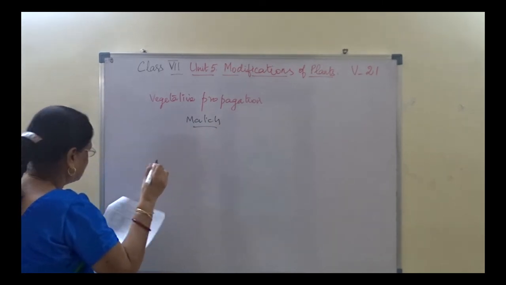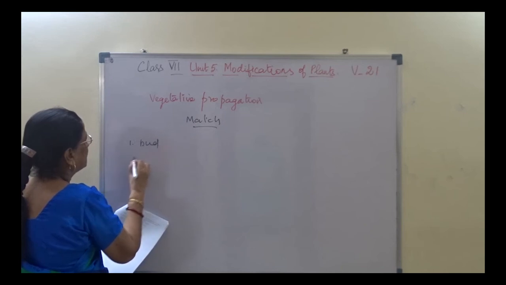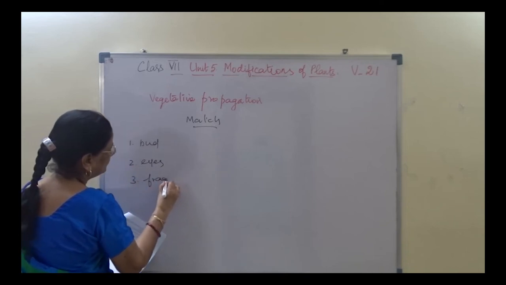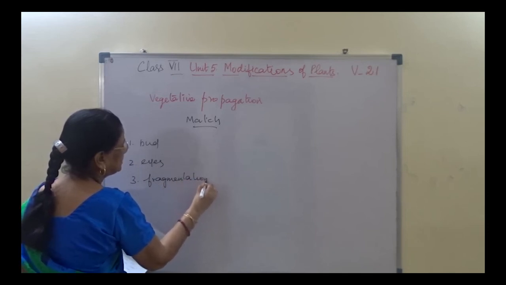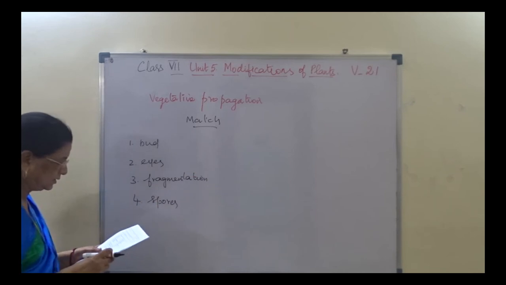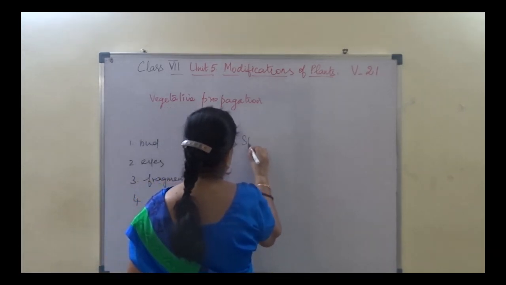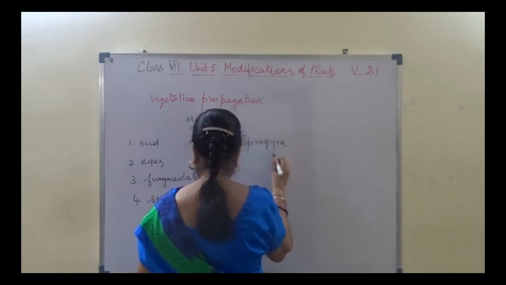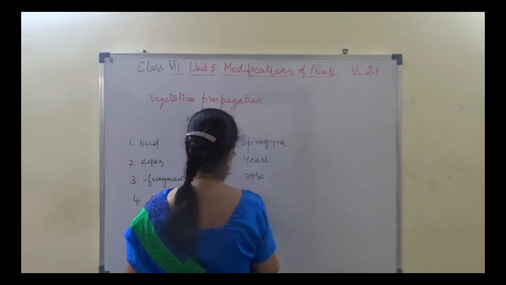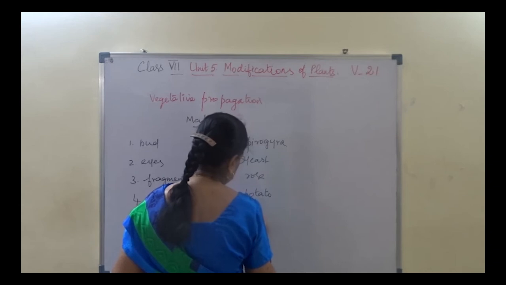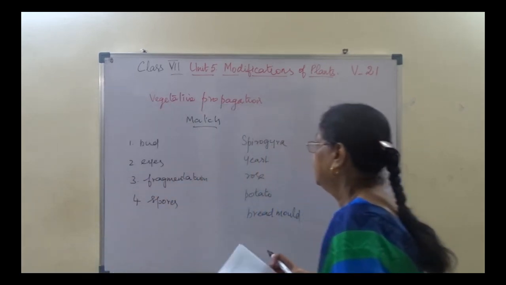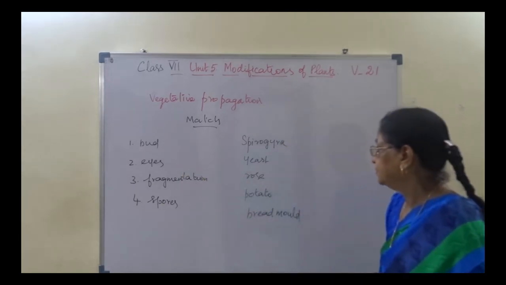Match the following. First one, bud. Another one, fragmentation. Another one, spores. Clear? So here what we have to match: Spirogyra, yeast, then potato, then red mold. Yeast, potato, red mold.